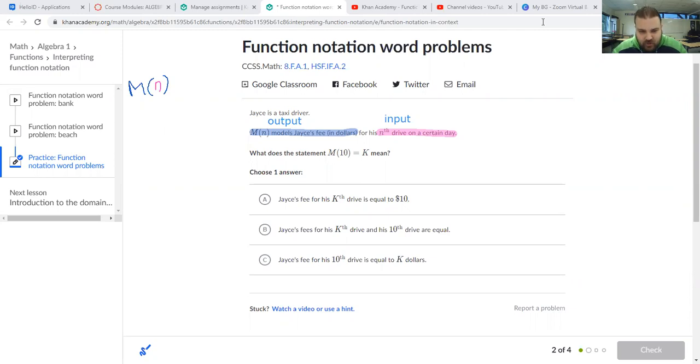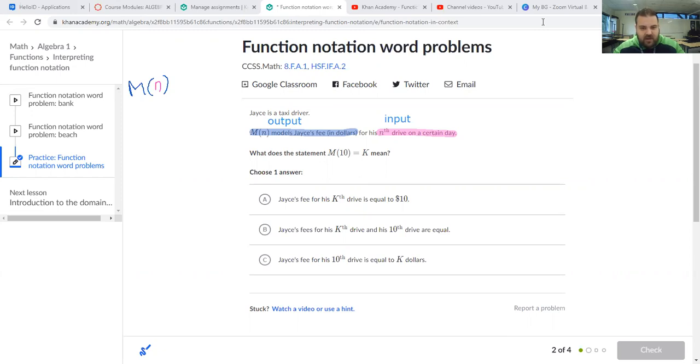Let's start converting that into this specific problem here. On the 10th drive of a day, on Jace's 10th drive, the output is K. So that means that on the 10th drive of the day, Jace had to charge the customer a fee of K dollars. Jace's fee for his Kth drive is equal to 10.